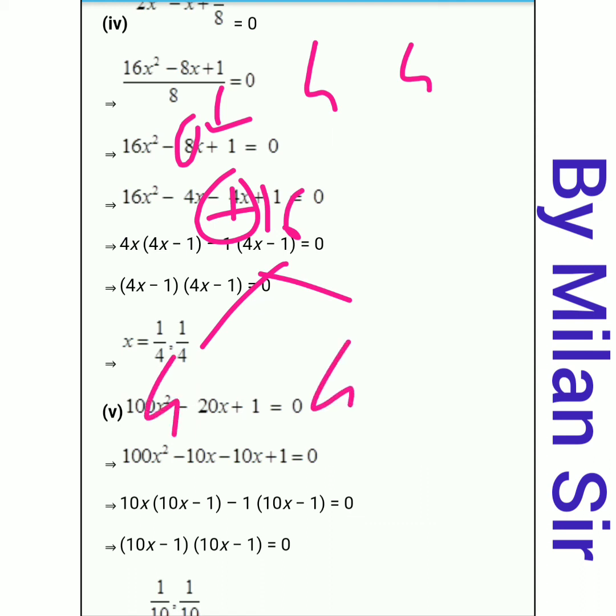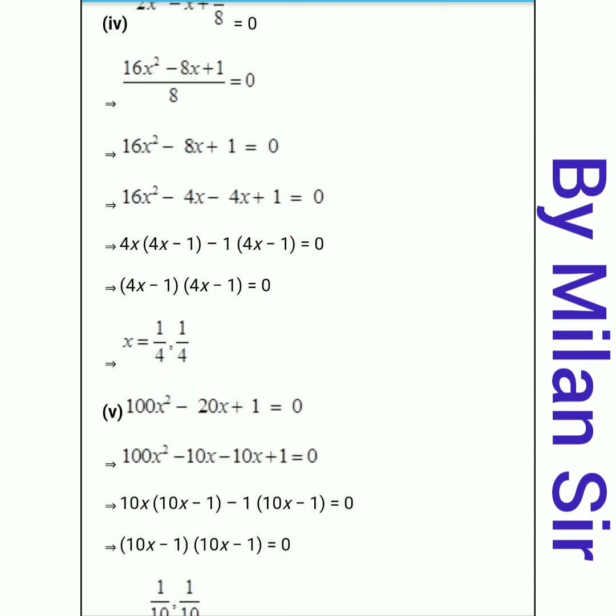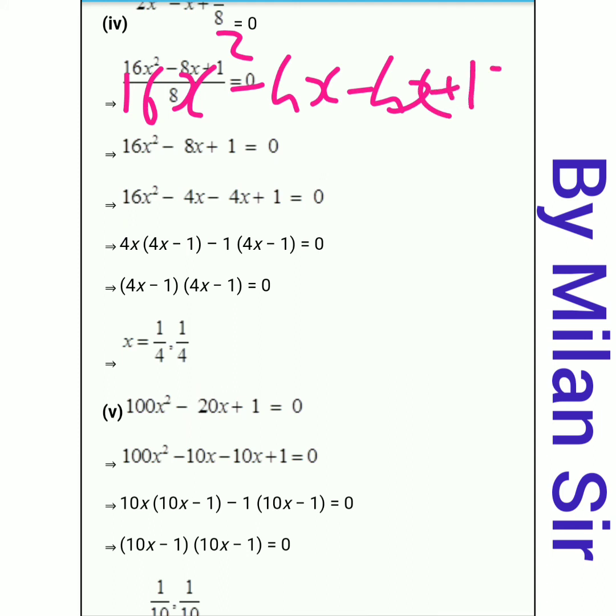Now here we have a plus sign, so we need to give the same sign to both factors, and that same sign is of the middle term, and the middle term has a minus sign. So we need to give a minus sign to both factors: minus 4 and minus 4. Then 16x square, and in place of the middle term minus 8x, we write our two factors: minus 4x minus 4x plus 1 is equal to 0.